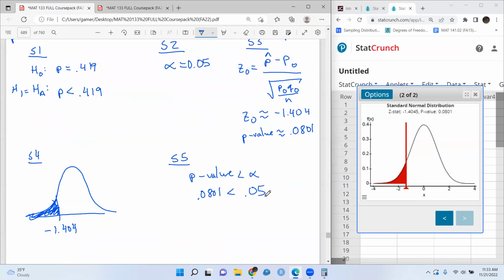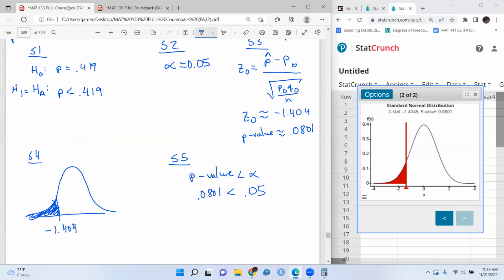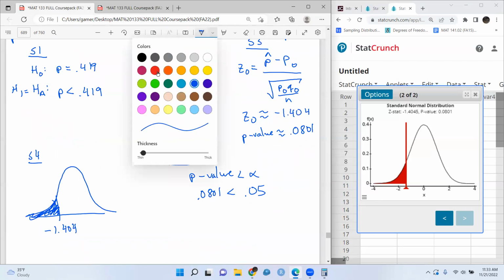So we're comparing these two numbers. Now, look at the statement. If the p-value is less than alpha, we reject the null hypothesis. So is the p-value less than alpha? Is this statement true? No. No. Now, sometimes students struggle.